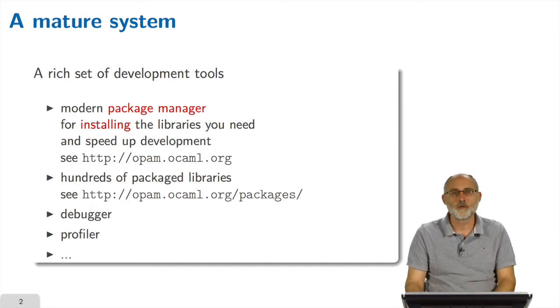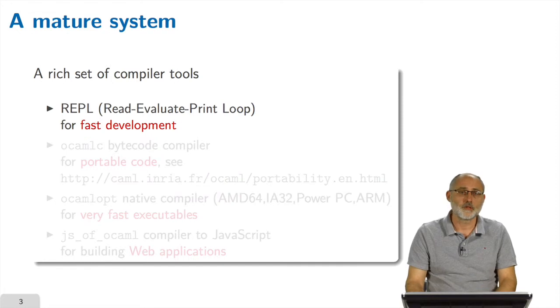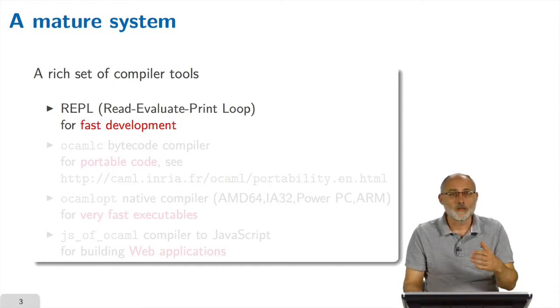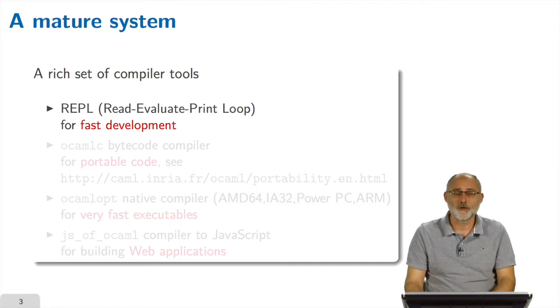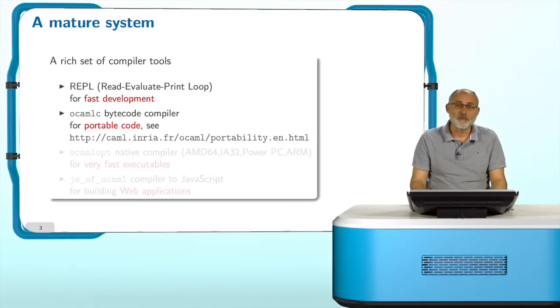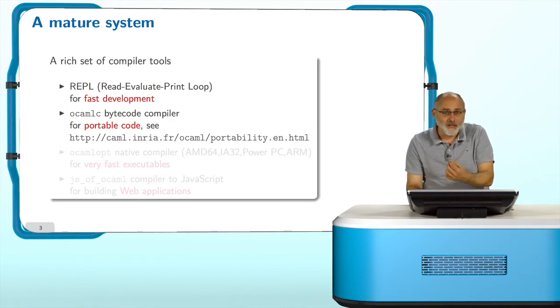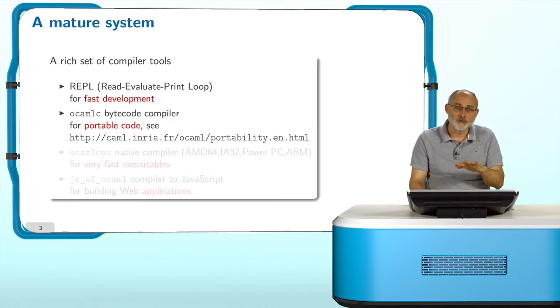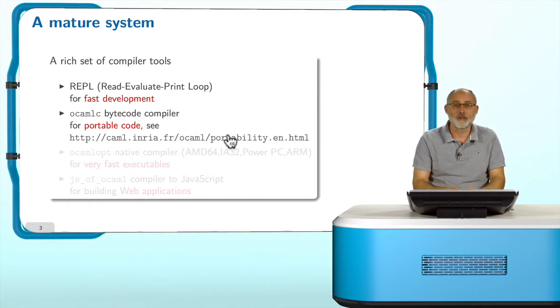Let me focus now on the compilers that come with the OCaml system. There is one very useful piece of the system which is a REPL, the Read-Evaluate-Print Loop, which is used for fast development and that you will use in this particular course. Then you have the ocamlc bytecode compiler that produces code compiled into a bytecode which is portable. So basically you can port it across all architectures. You can see more details on portability here.